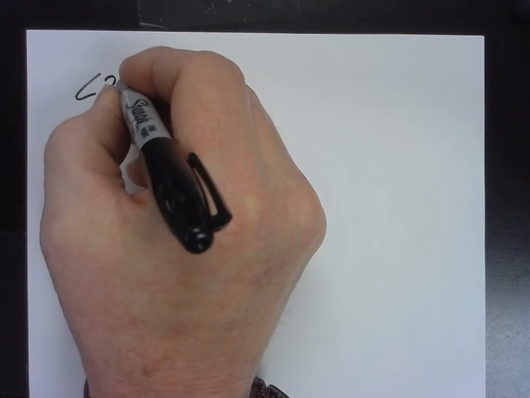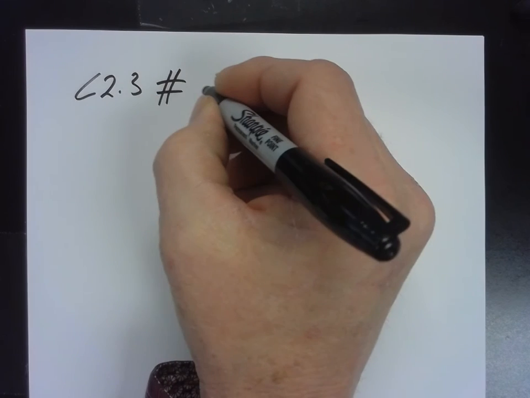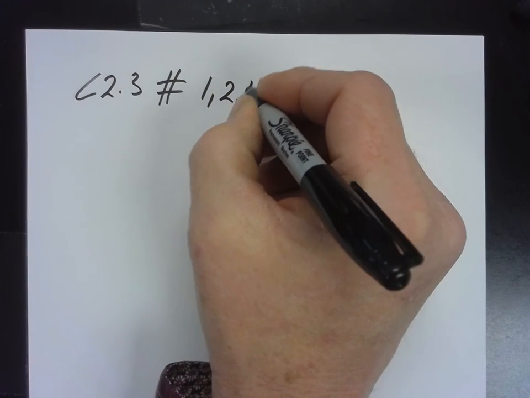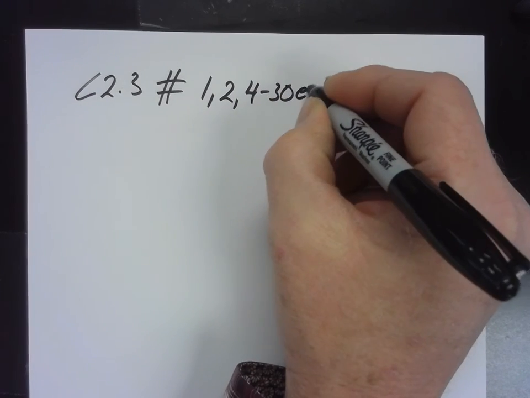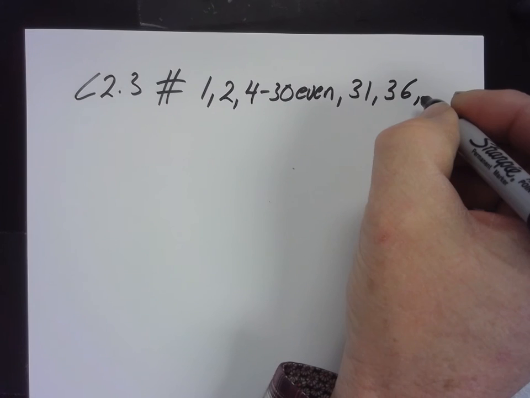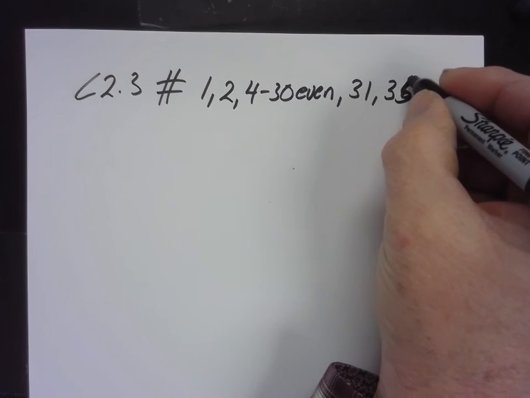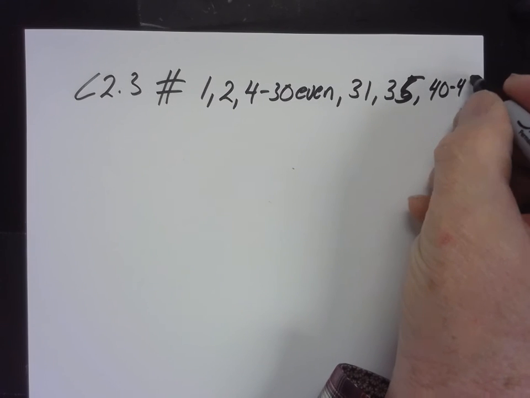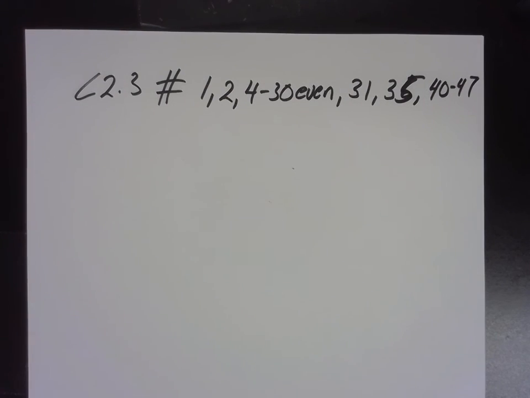Chapter 2.3. We're going to be doing 1, 2, 4 through 30 the evens, 31, 36, oh no, 35, sorry, 35, and 40 through 47. So I'm going to give you the rest of the period to work on this, which isn't a whole lot of time. You should be able to get about halfway done.